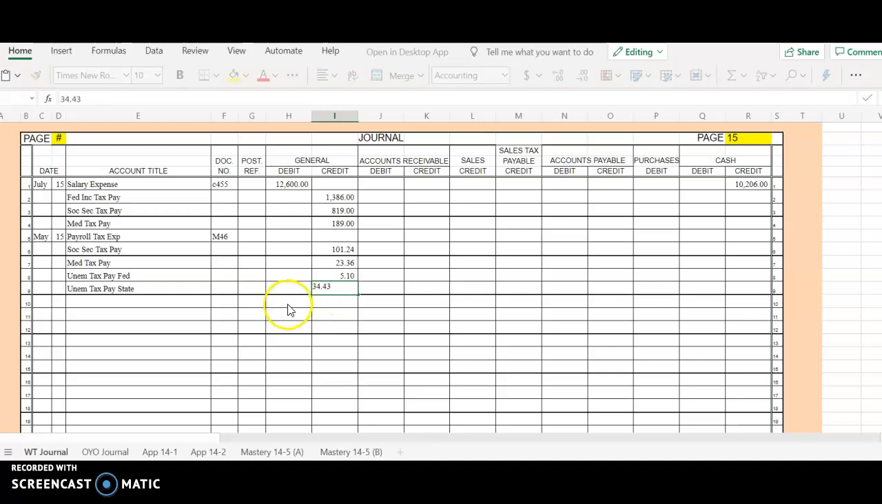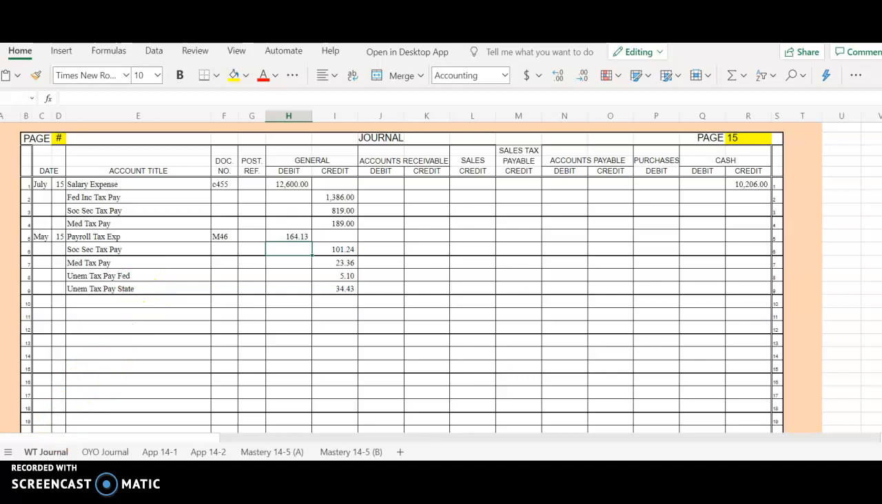$34.43. So this debit to payroll is the sum, I can use the auto sum feature, of all of these. So it's $164.13. That's how the transaction works. Payroll tax expense, and then each of the 4 payroll taxes.